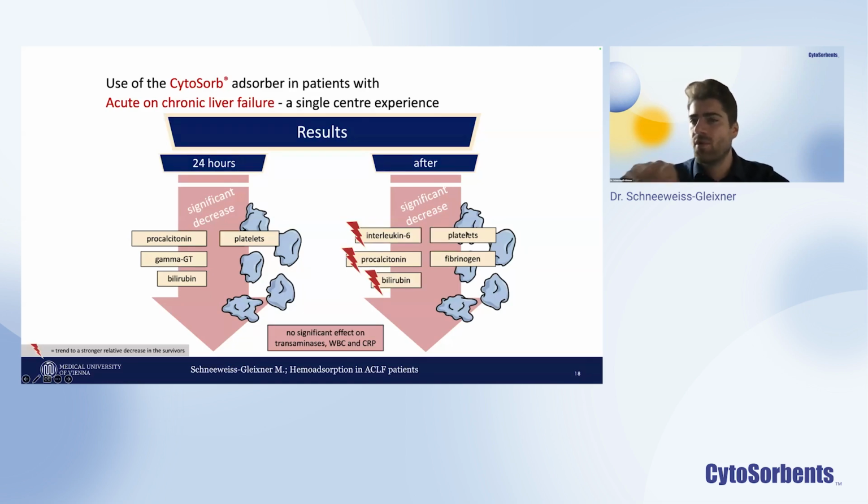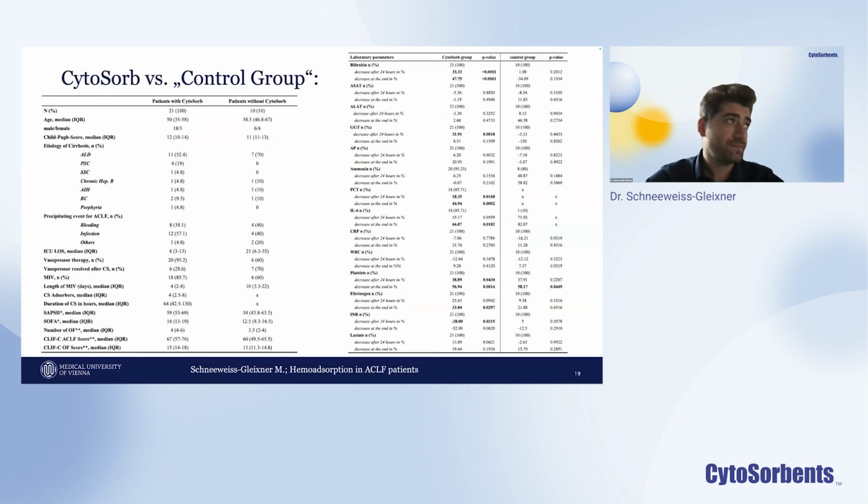We then had more insight into the comparison between survivors and non-survivors, and what we found is that the decrease in interleukin-6, procalcitonin, and bilirubin level was even more pronounced in our survivor patients compared to our non-survivor patients, although due to the small patient populations, we couldn't reach any statistical significance, but the trend was here.